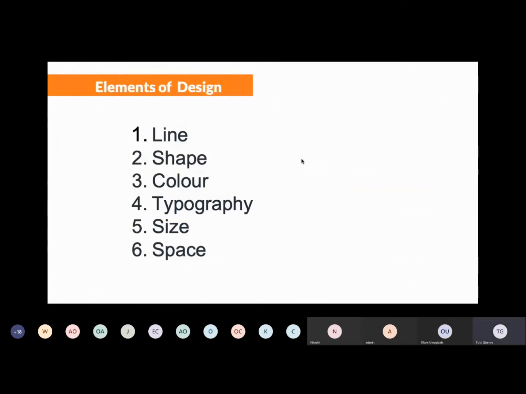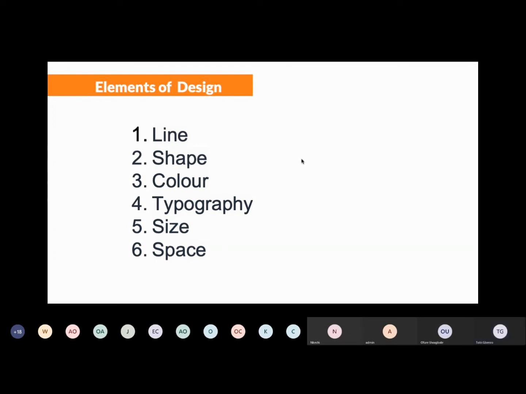Now, what are the elements of design? The elements of design means the things you use while you are designing. Basically, the things that we use inside design are not plenty. They are no more than these 6. Number 1, line. Number 2, shape. Number 3, color. Number 4, typography. Typography means text, as in the wordings on the design. Number 5, size. And number 6, space.